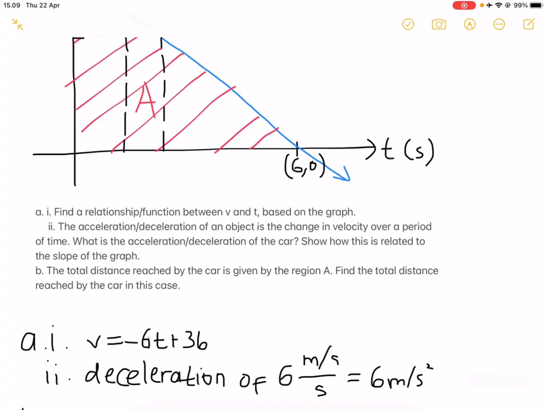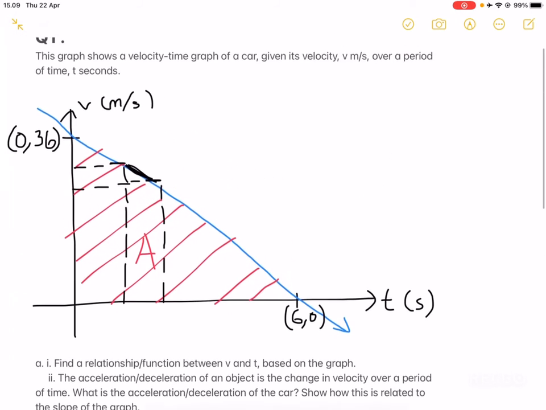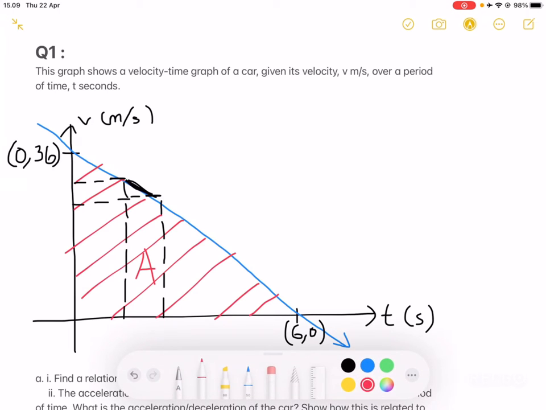Now you will also learn more in physics that the total distance reached by an object given a velocity time graph is actually the area bounded under the graph here. So as you can see, it is a right angle triangle, and we can determine the sides. So we're traveling here from 0, 0 to 6, 0. That is a displacement of 6 units.